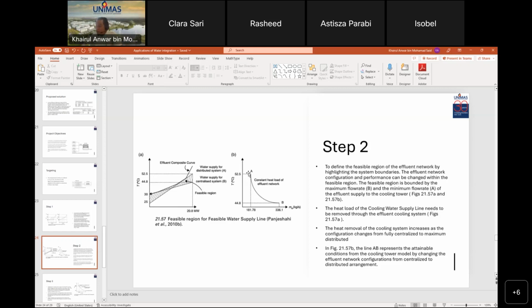The heat removal of the cooling system increases as the configuration changes from fully centralized to maximum distributed. In figure 21.57b, the second figure, the line AB represents the attainable condition from the cooling tower model by changing the effluent network configuration from centralized to distributed arrangement.